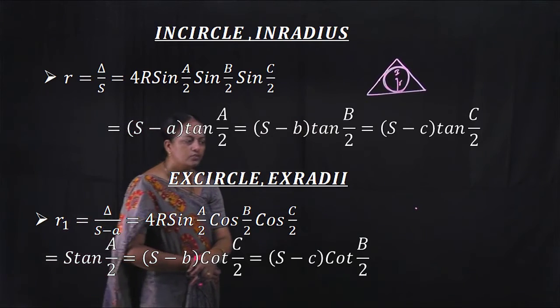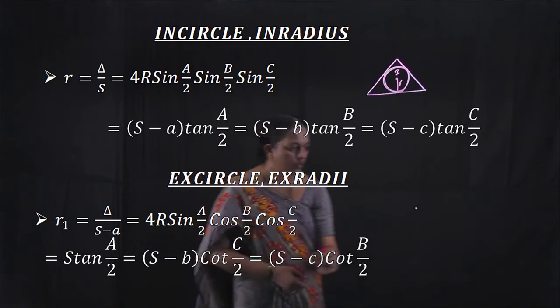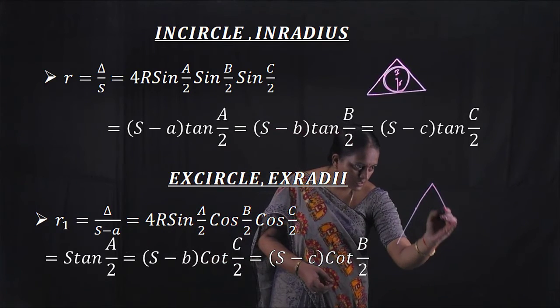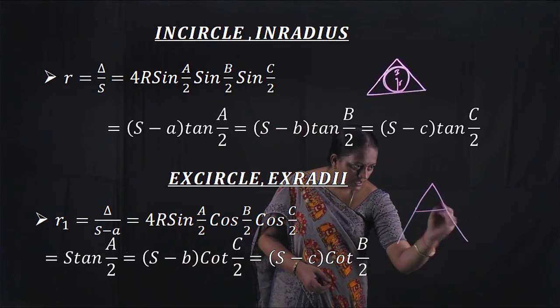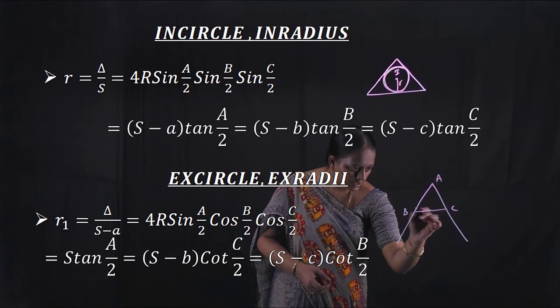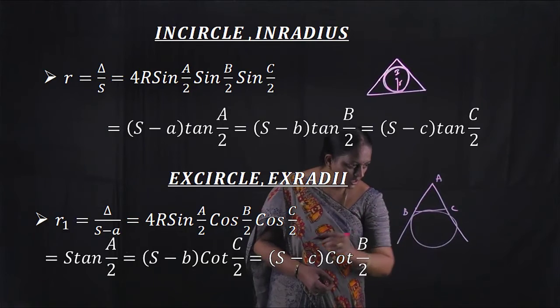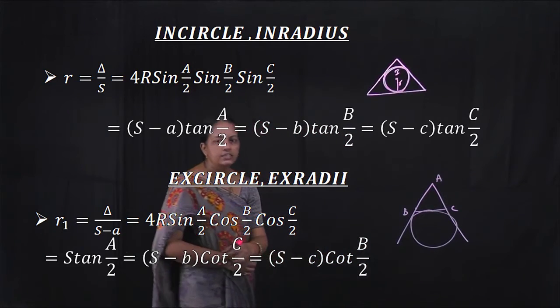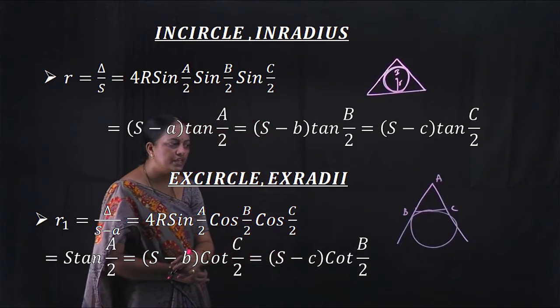Next, we are going to discuss the excircle. What is an excircle? The circle that touches the sides AB and AC externally and the side BC internally is called the excircle opposite to the vertex A. Similarly, we define excircles opposite to the vertices B and C.